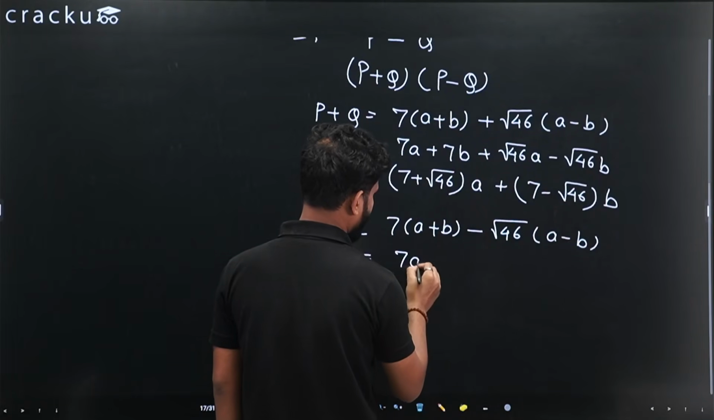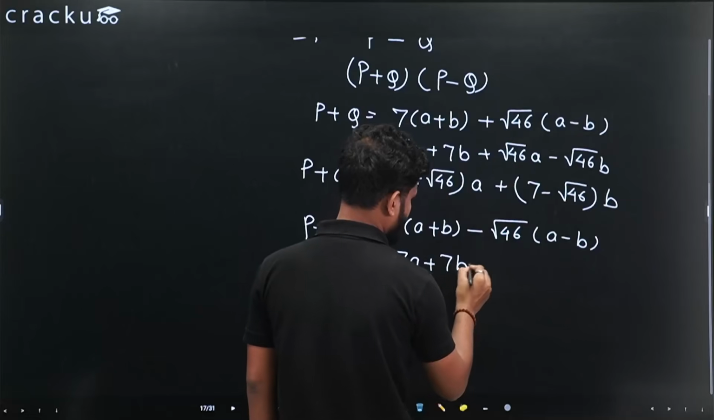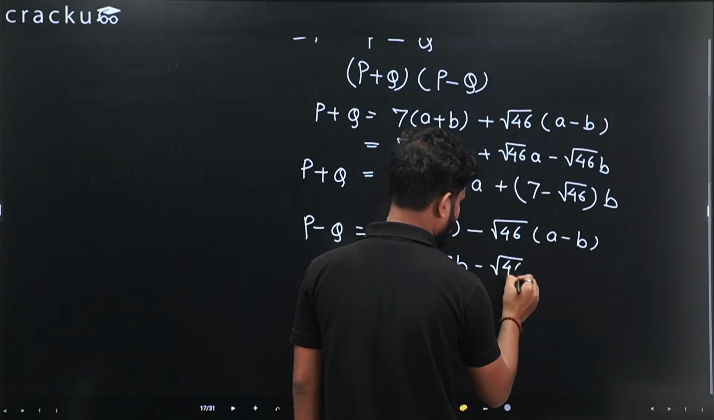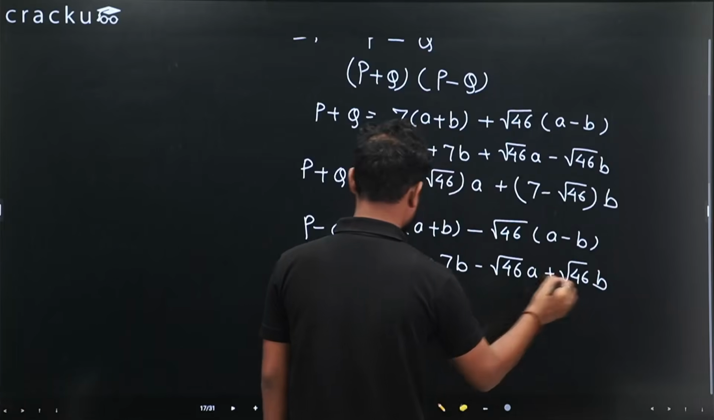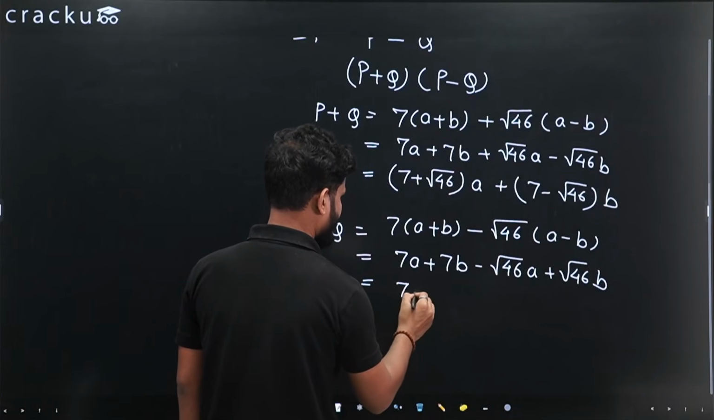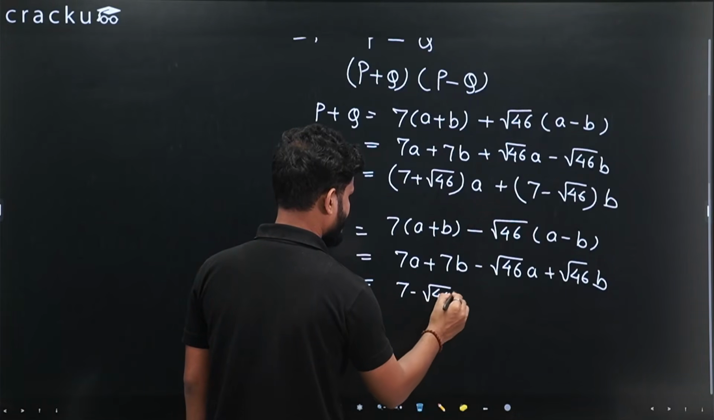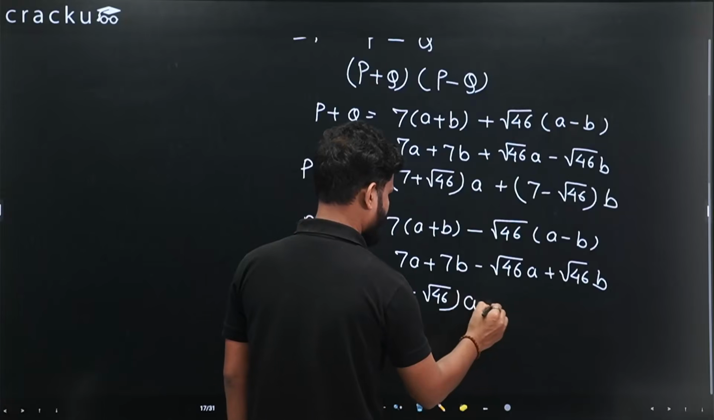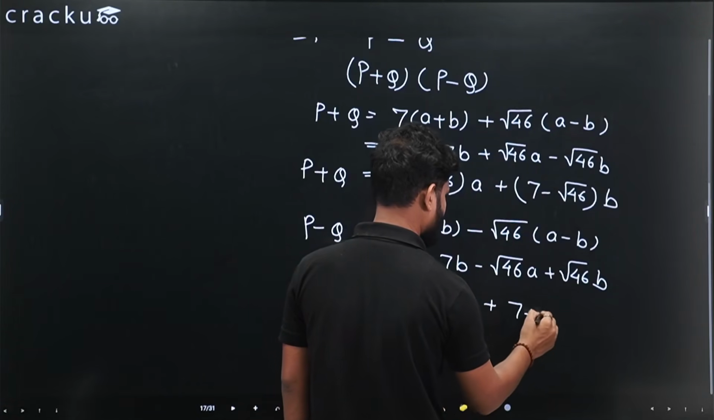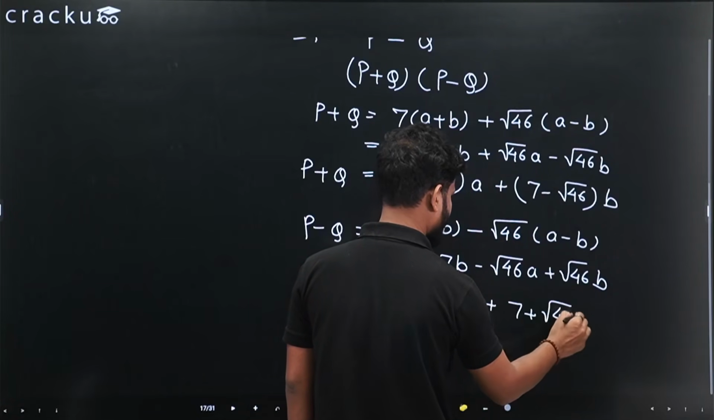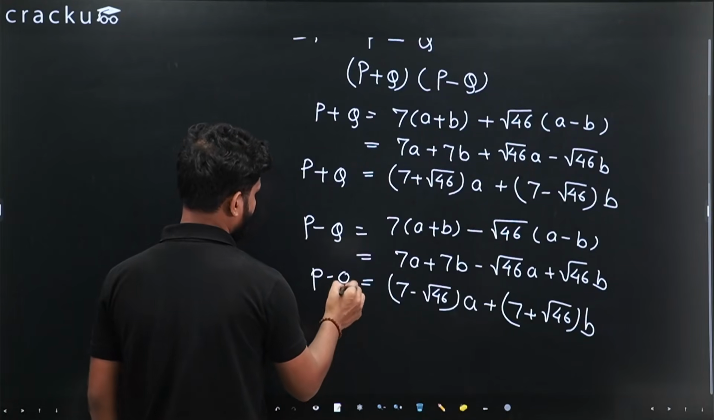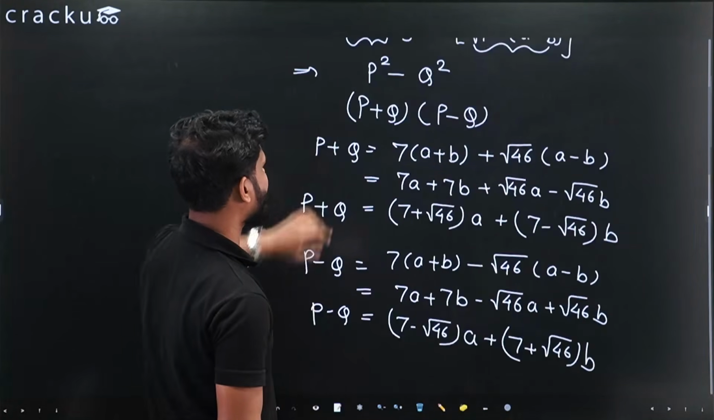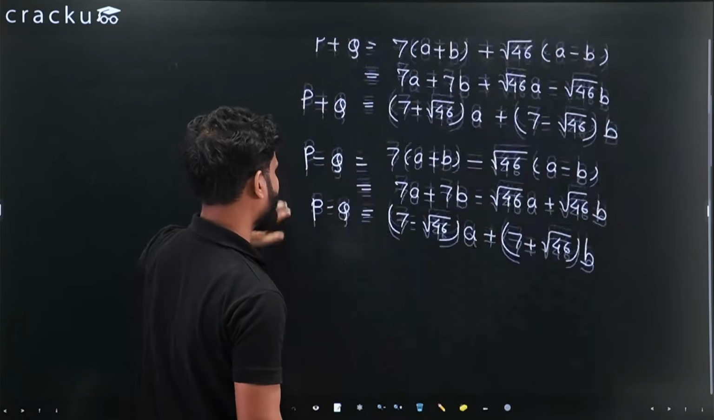This is 7A plus 7B minus √46A plus √46B. From here I can write (7 minus √46)A plus (7 plus √46)B. So this is the value of P minus Q. And what is the value of P square minus Q square? It is (P plus Q) into (P minus Q).